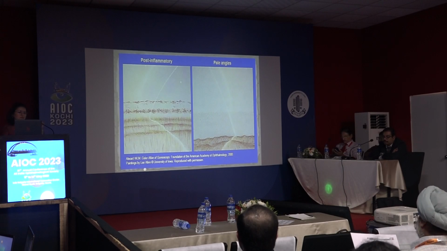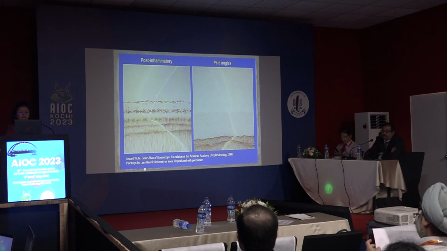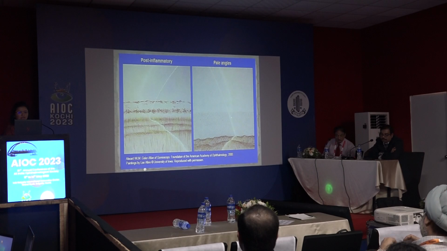It is especially helpful in cases where there is post-inflammatory increased pigmentation. Like in this one, the wedge is forming somewhere here, and you can see that the pigmentation is more anterior to it. And also in very pale angles, where there are hypopigmented angles, you can see the wedge is here, and the rest of the iris and structures are lower below it.